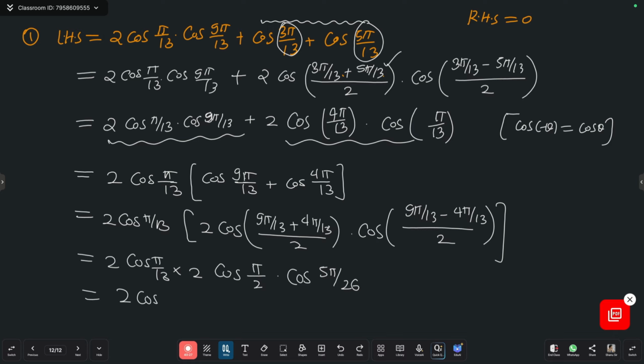So 2 cos pi by 13 into 2 into 0 into cos 5 pi by 26. Now what is the final answer? 0 in the multiplication, 0 into anything is 0. So the final answer is 0, and this is your right hand side, okay, as proved.